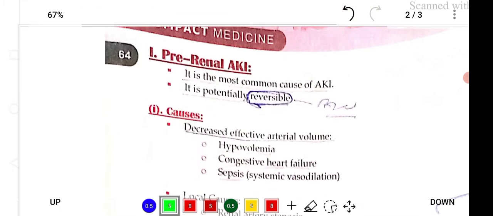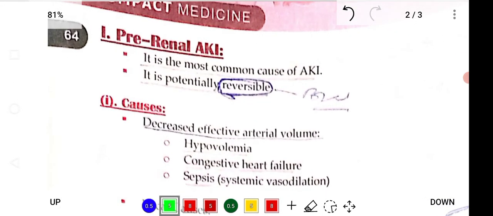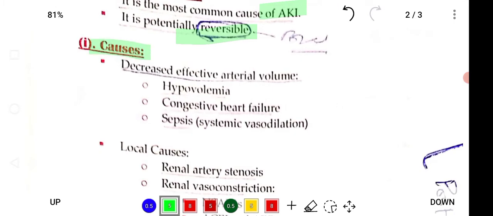Now, coming to the first type of classification of kidney injury, that is pre-renal acute kidney injury. It is the most common cause of acute kidney injury, and it is reversible. The cause is decreased effective arterial volume. It occurs because of hypovolemia, congestive heart failure, or sepsis.